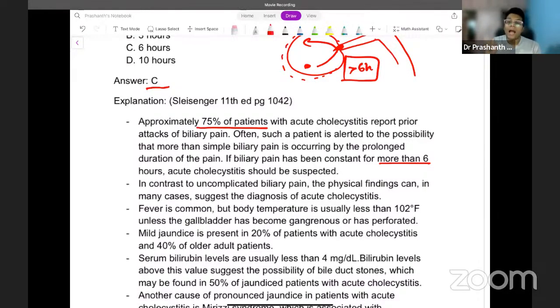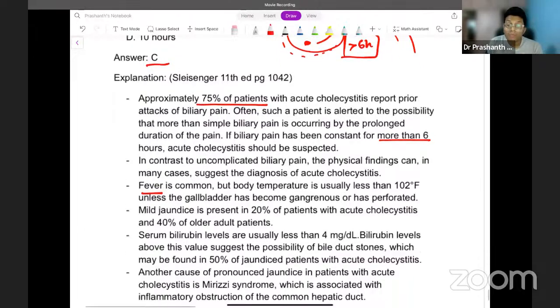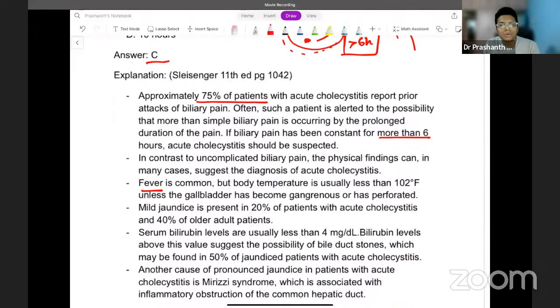Okay. And acute cholecystitis is not just about the constant pain, it is also about other features of inflammation, which is severe, which is fever. But also know that fever generally does not cross 102 degrees Fahrenheit. And if it does, think of further bigger complications like gangrenous gallbladder or a perforated gallbladder.